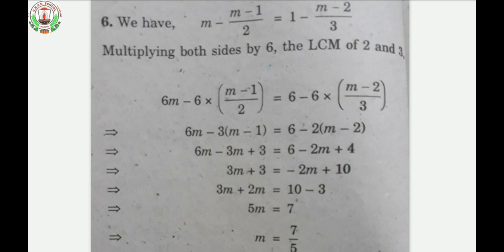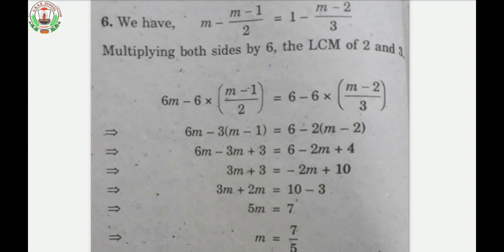So, what equation are we getting? 6m minus 3m plus 3 equals 6 minus 2m plus 4. So, 6m minus 3m, what does it become? It will be 3m plus 3 equals 6 plus 4, that will be 10, so minus 2m plus 10. Now, we are going to transpose the variable term to the left hand side and the constant term to the right hand side. So, what will the equation become while transposing? It becomes 3m plus 2m equals 10 minus 3. So, 3m plus 2m will be 5m, equals 10 minus 3 is 7.